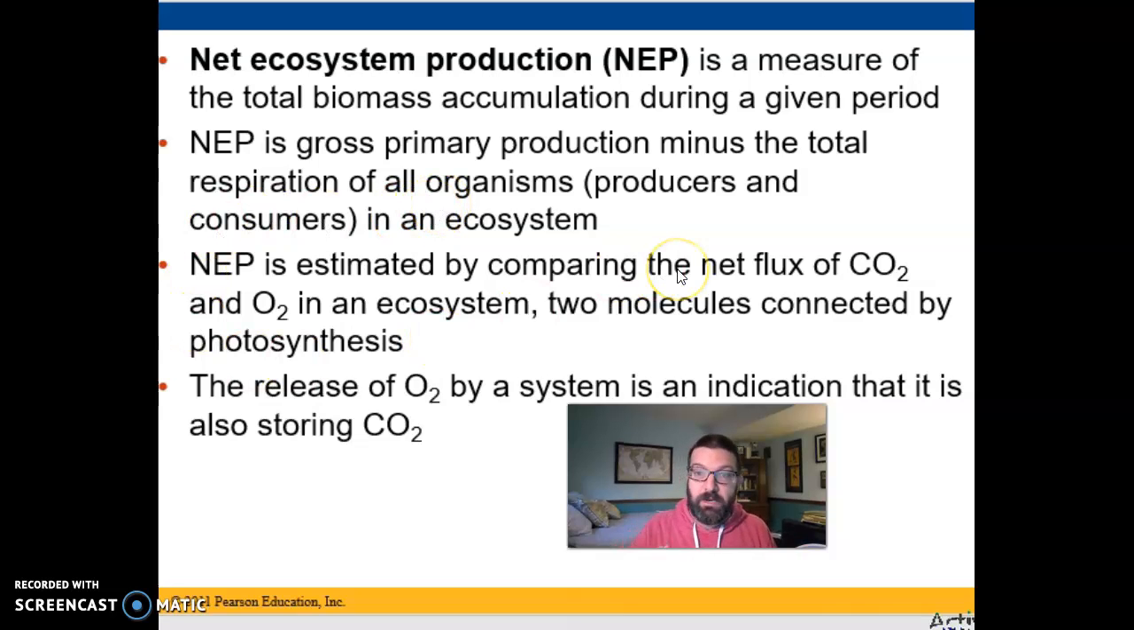And you can estimate this by comparing the net flux of CO2 and O2 in an ecosystem. How much O2 is being captured by photosynthesis, how much CO2 is being released by cellular respiration. A release of O2 is an indication that we're also storing CO2.